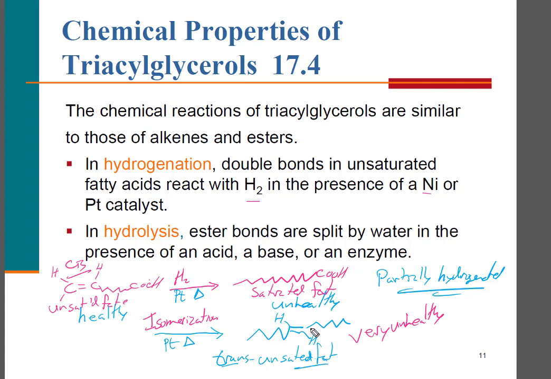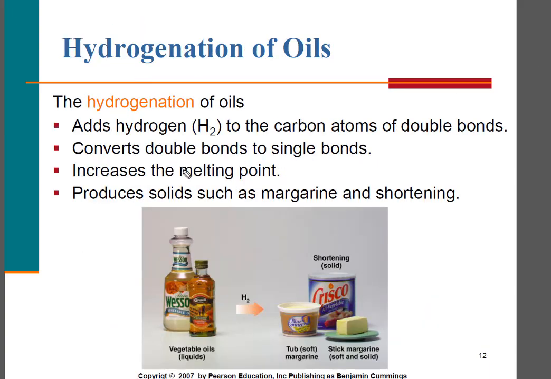These have higher melting points. They're solids at room temperature. This is a liquid at room temperature, lower melting point. So they're not saying anything new here. Adding hydrogen across that double bond converts the double bond to a single bond, or we could say it isomerizes from cis to trans, increases melting point, and decreases. What does it decrease? The healthiness.